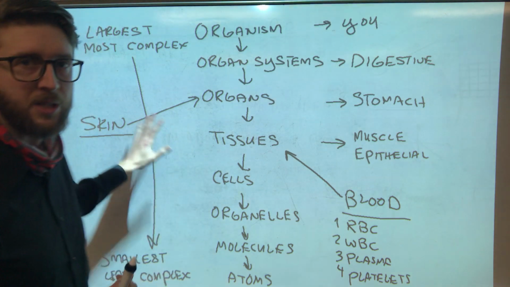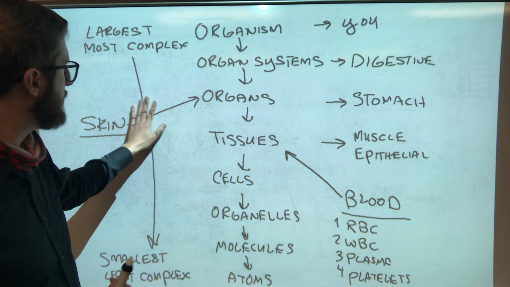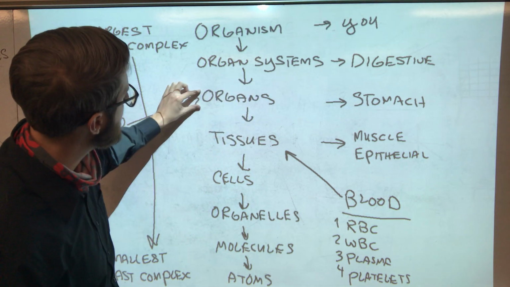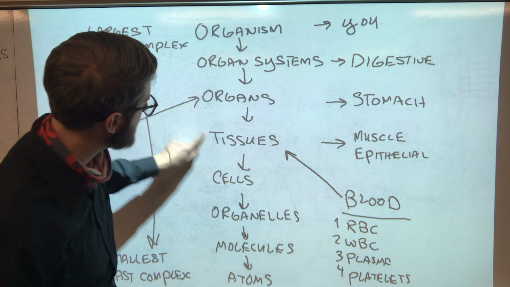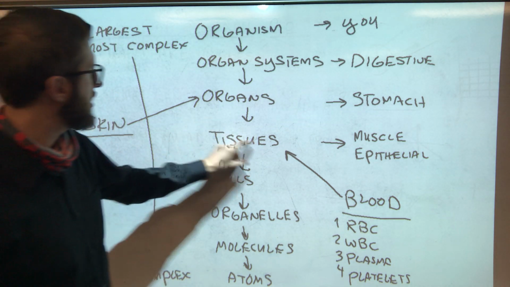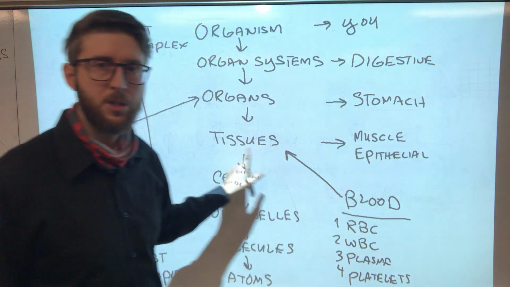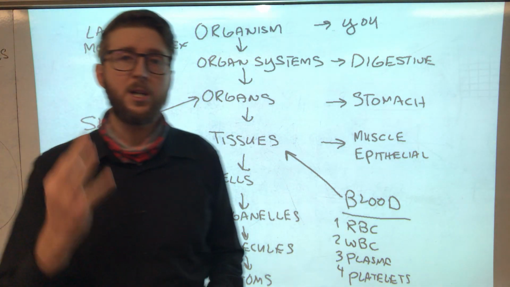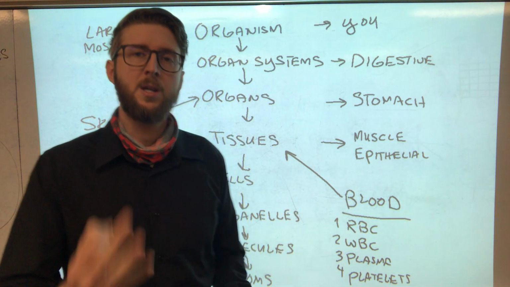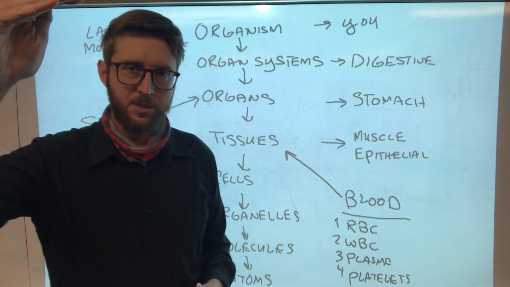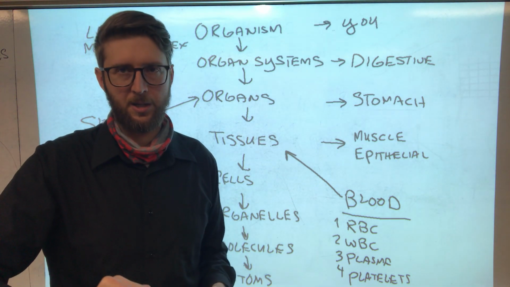So now, skin is an organ because it's made up of multiple tissues. Remember, everything in this level is made up of things in all the levels below it. So because skin is actually multiple tissues working together, it's considered an organ. There's 3 different tissues that work together to make up the skin organ. There's the outside, middle, and inside layer.